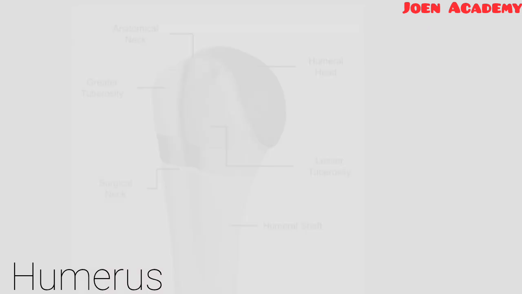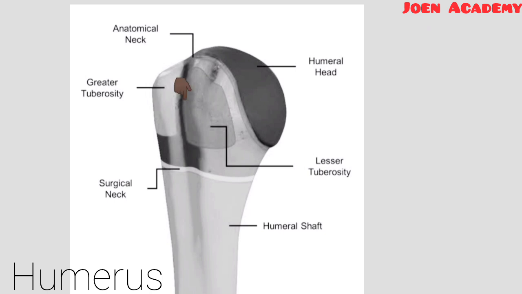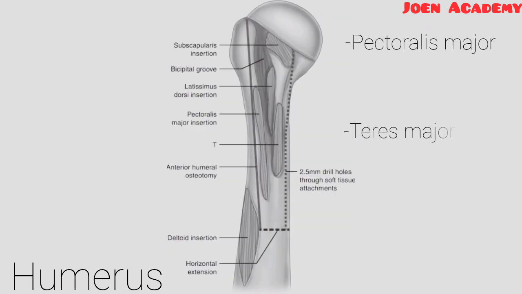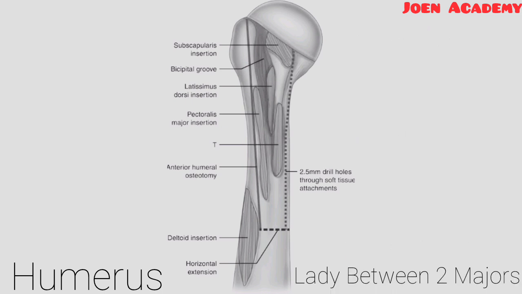Separating the two tuberosities is a deep groove, known as the intertubercular sulcus. The tendon of the long head of the biceps brachii emerges from the shoulder joint and runs through this groove. The edges of the intertubercular sulcus are known as lips. Pectoralis major, teres major, and latissimus dorsi insert on the lips of the intertubercular sulcus. This can be remembered with the mnemonic "a lady between two majors," with latissimus dorsi attaching between teres major on the medial lip and pectoralis major laterally.